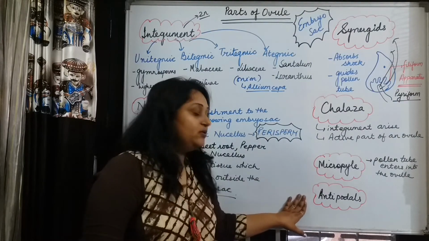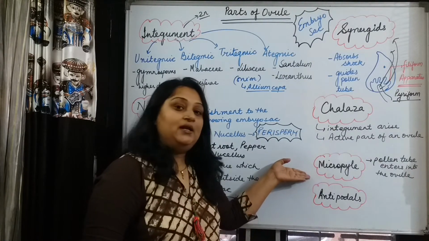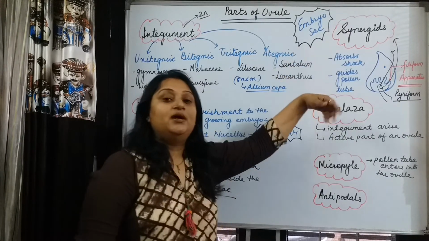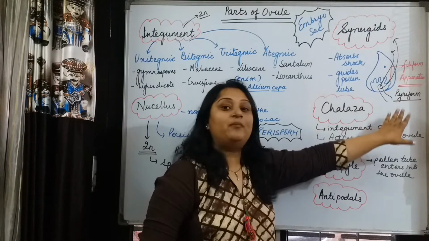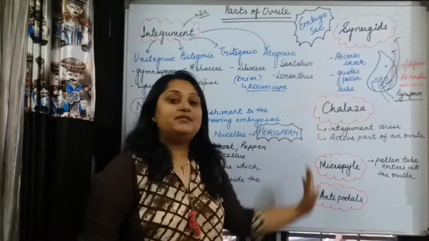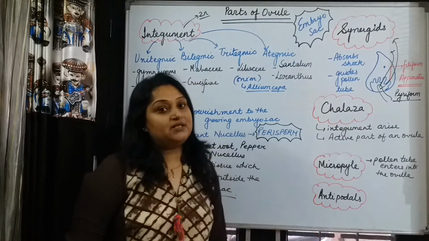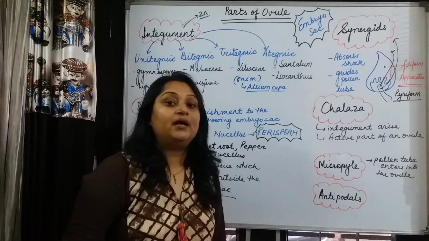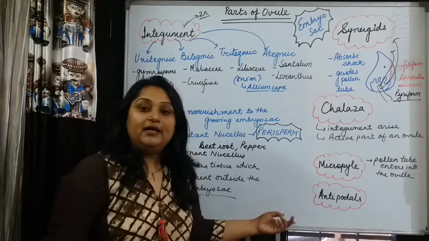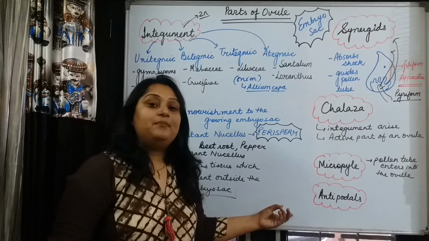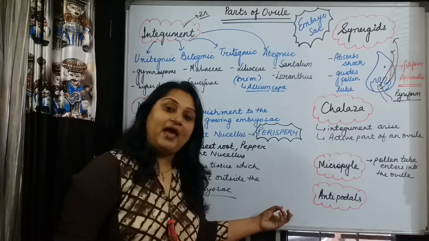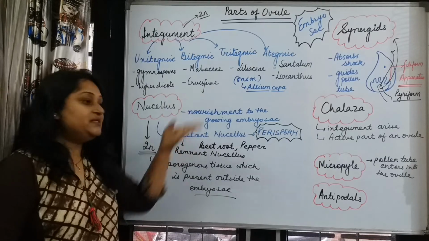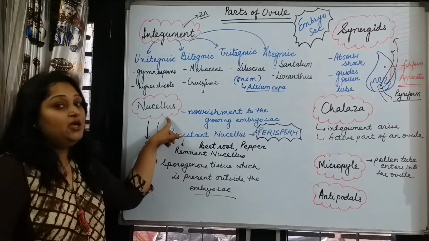We have discussed the antipodals, micropyle, chalaza. Chalaza we have discussed with the synergids. I have told you the functions of the filiform apparatus also. We have discussed the embryo sac completely. We have discussed the egg apparatus also. We have to remember this. I am repeating again. Egg apparatus is what? It is two synergids plus one egg. The egg is also called an oosphere. We have discussed the integuments and we have discussed the nucellus.